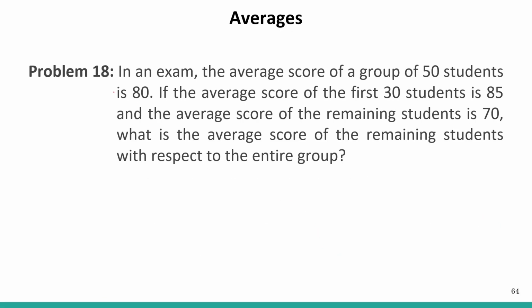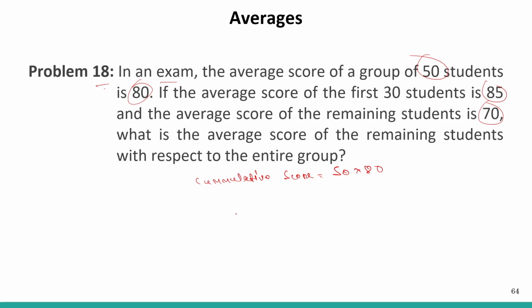So let's see problem number 18. In an exam, the average score of a group of 50 students is 80. If the average score of the first 30 students is 85 and the average score of the remaining students is 70, what is the average score of the remaining students with respect to the entire group? Since the average of 50 students is 80, the cumulative score is equal to 50 into 80, right? And we know that out of those 50, 30 students have an average of 85.